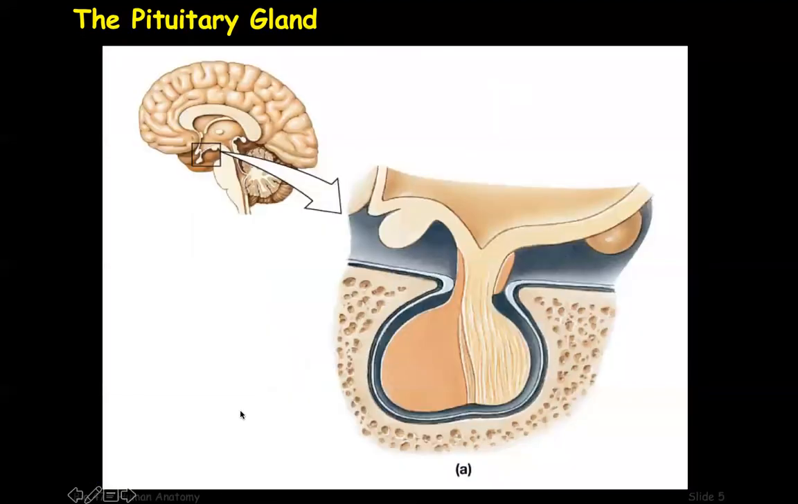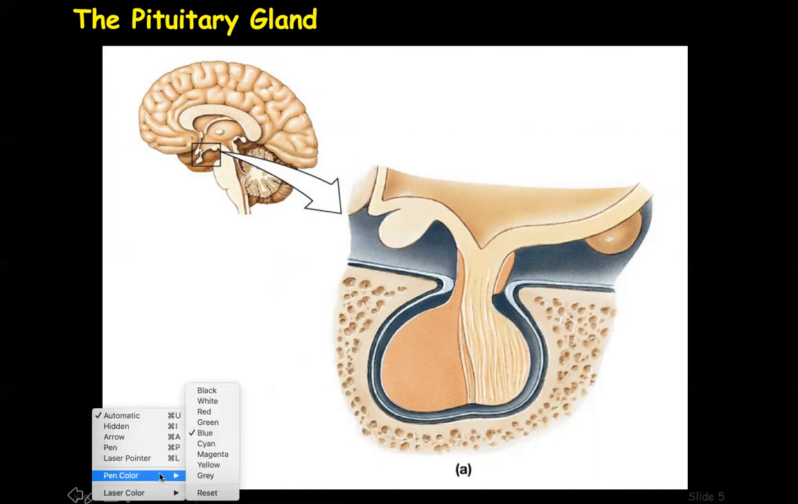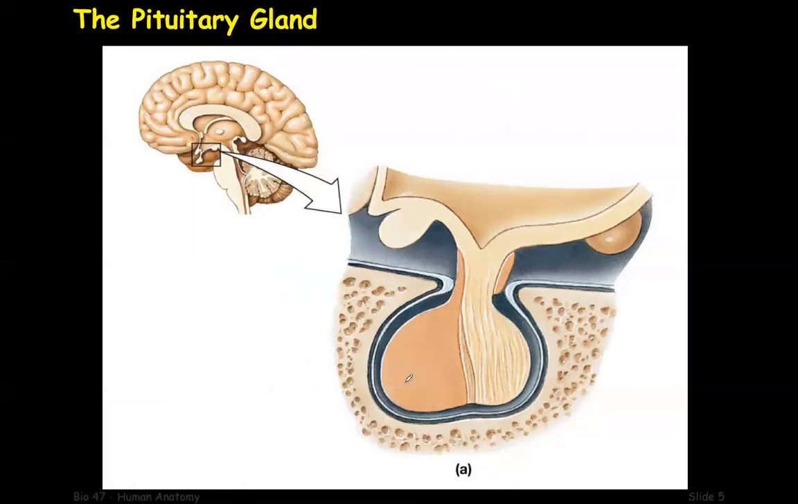So again, anterior and posterior. The anterior is what's responsible for secreting 6 of the 9 hormones, and it's controlled by hormones that are secreted from the hypothalamus into a vascular network, and those carry the hormones through the infundibulum and into the anterior pituitary, and they're secreted from there.